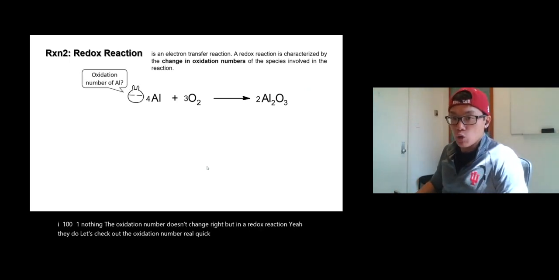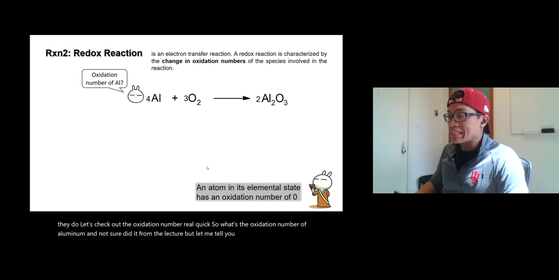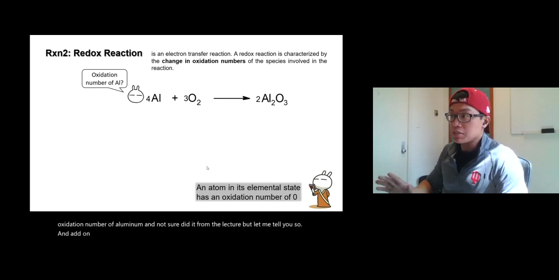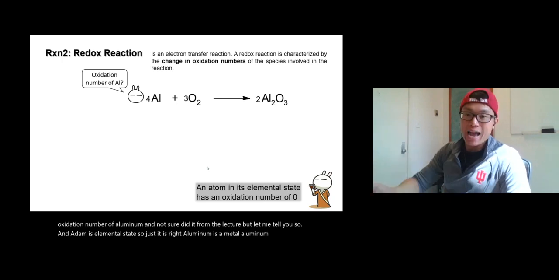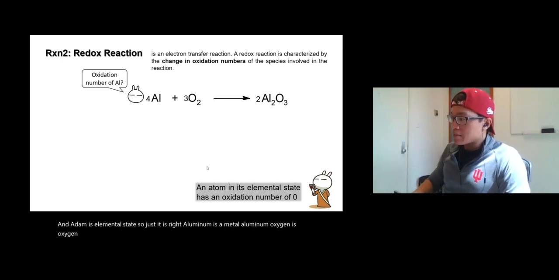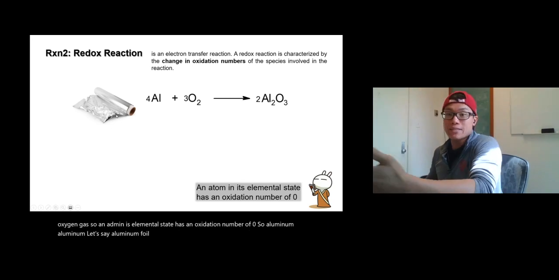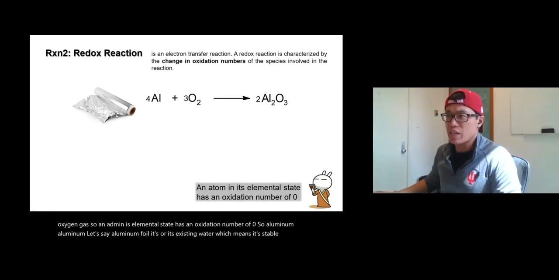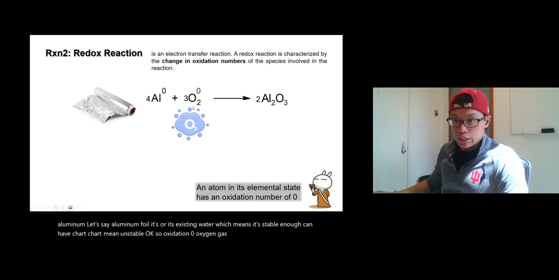What's the oxidation number of aluminum? I'm not sure you know yet from the lecture, but let me tell you. An atom in its elemental state, just as it is, like aluminum, a metal, or oxygen, which is oxygen gas, has an oxidation number of 0. Aluminum foil exists in water, which means it's stable enough. Charge means unstable. So oxidation number 0. Oxygen gas by itself in the air is also 0.